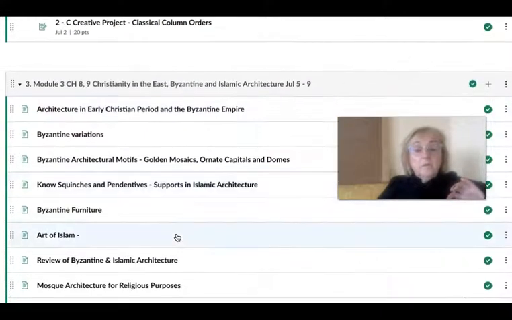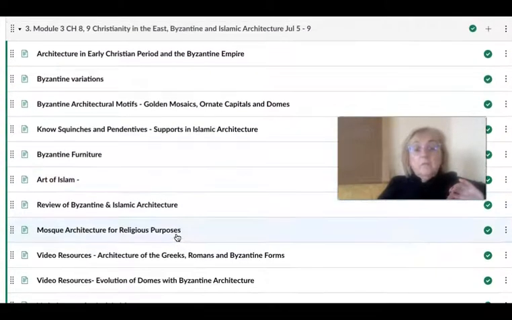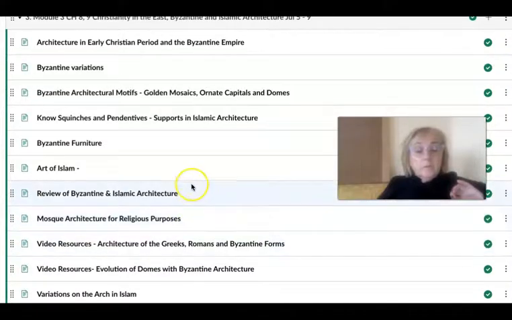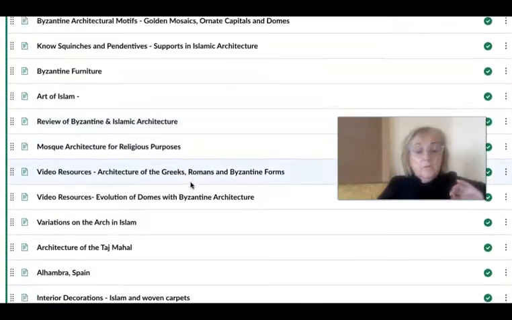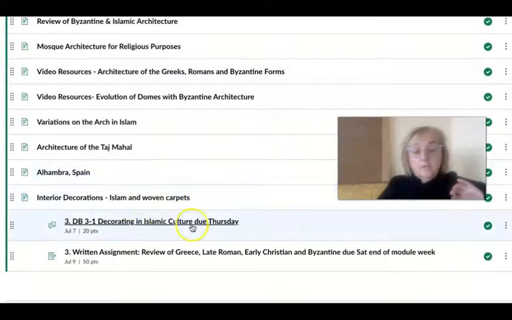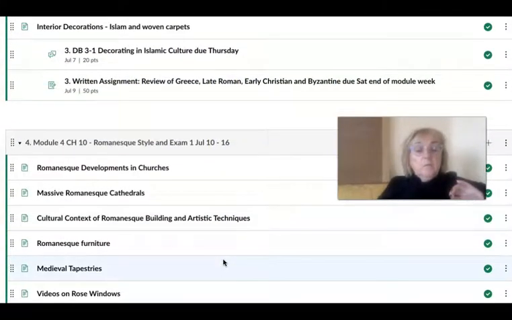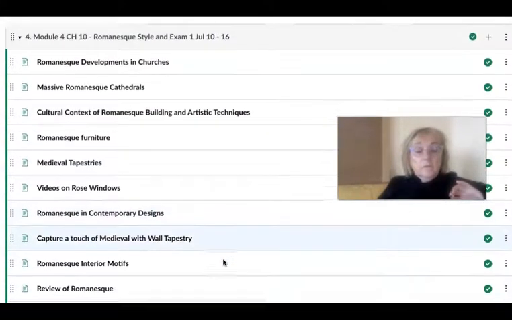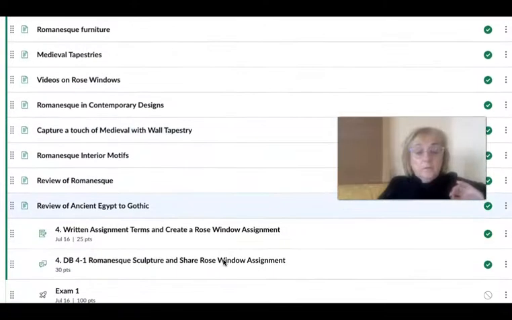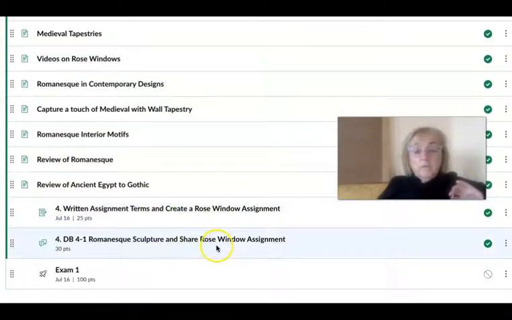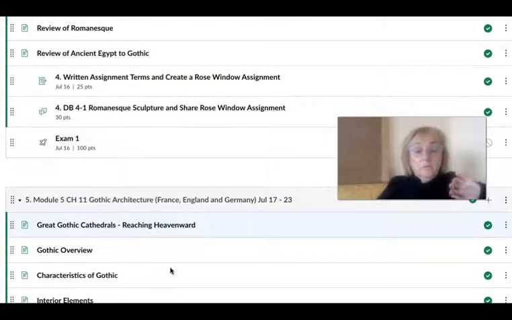Week 3 is Christianity in the early Byzantine period. Once again, we talk about architecture. So you just follow along and read each page. You have a discussion board that week and a written assignment. In week 4, Romanesque art and architecture. Written assignment, Romanesque sculpture, and you'll be designing a rose window. Once again, you'll need art supplies there. And then exam 1. So you can see the course moves very rapidly.